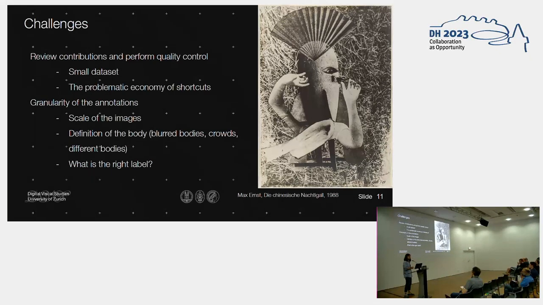There is also the notion of the definition of the body, especially in an art historical context. What is a body? Here I presented you with mostly figurative paintings, but what if at some point we add more abstract data, such as the image here? As you can see, for me it represents a body, but it's completely different from a real human body. So how do we annotate these kinds of bodies? Do we have to create new labels and new categories? These are the kinds of challenges that we're thinking about right now.